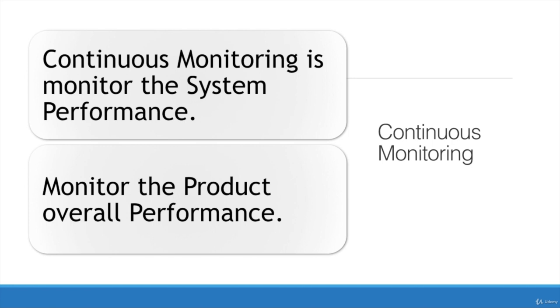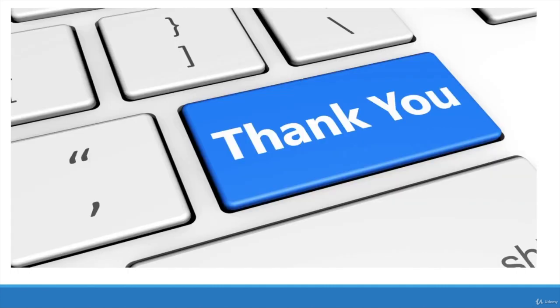What kind of memory is being used, what operating system is being used, how much CPU is being used by your application, and how much RAM is being used by your application, right? All of these things come under continuous monitoring. In continuous monitoring, we monitor the product's overall performance at different stages. This is a very critical phase of the product life cycle. That's all about continuous deployment and continuous monitoring.